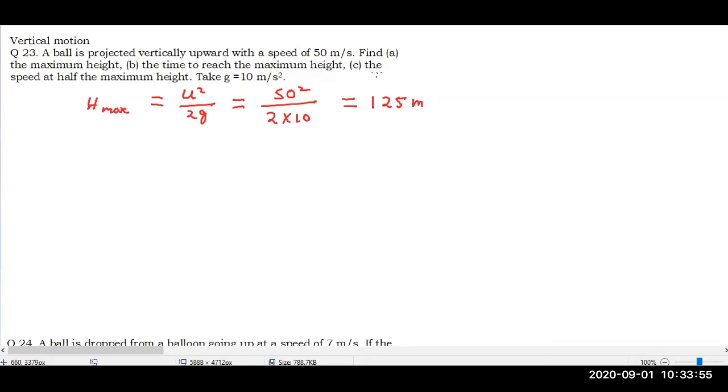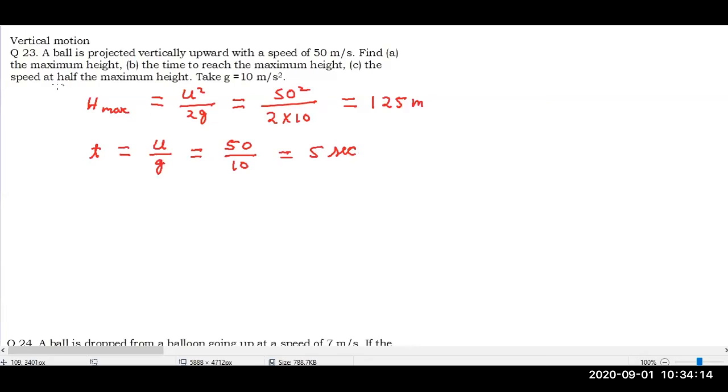The time to reach the maximum height. So time to reach the maximum height is how much? That is u by g. So u is how much? U is 50 and g is 10. So how much it will be? 5 seconds. So in 5 seconds it will reach the highest point.